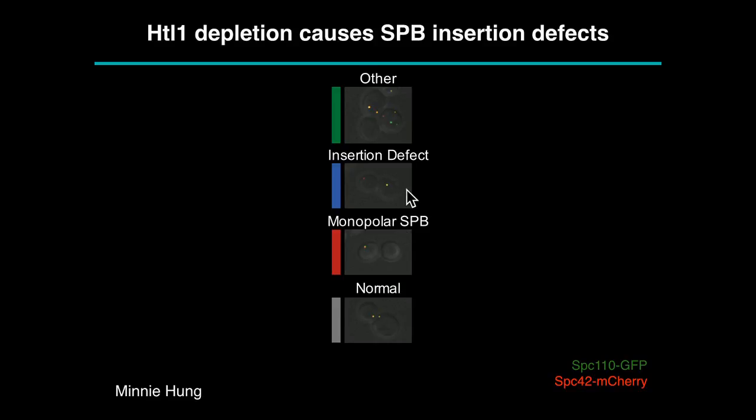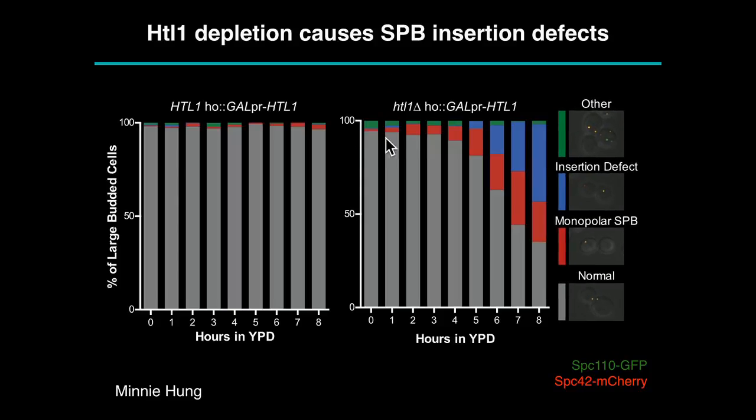And here's the insertion defect, where you have 1 normal red and green co-localized spindle pole body, and then you see this red dot by itself. This signifies SPC42, which binds with itself to make a large duplication plaque. If it does not insert into the nuclear envelope, then SPC110 cannot bind to it on the nuclear side, and so this is why you see red by itself. And finally, we have this other category where we throw anything that has multiple spindle pole bodies into. So here's the data.